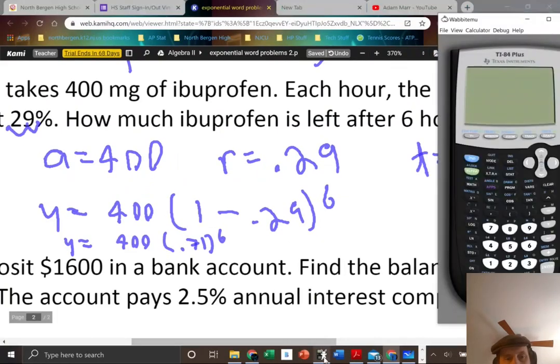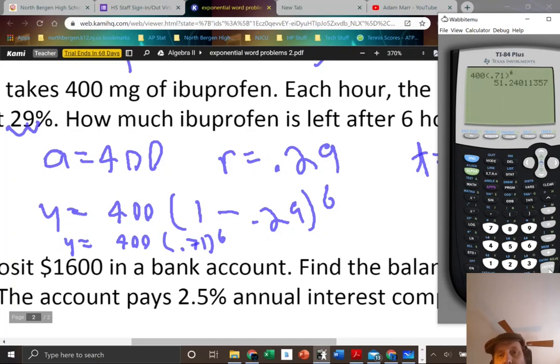So we're just going to use our calculator. We'll just say right here, this calculator does order of operations. Most scientific calculators do as well. It doesn't necessarily have to be a graphing calculator. So we'll say 400, parentheses, 0.71, close parentheses, and then right here we're going to say to the 6th power. Very good.